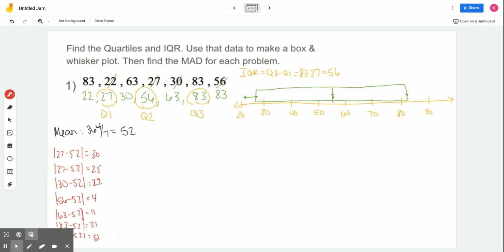Now that I have found the absolute value of the distance between the data pieces and my average, I can then add these. Once I add these, I found that my sum was 154. And again, we have 7 pieces of data. 154 divided by 7 is 22. So 22 is the mean absolute deviation.